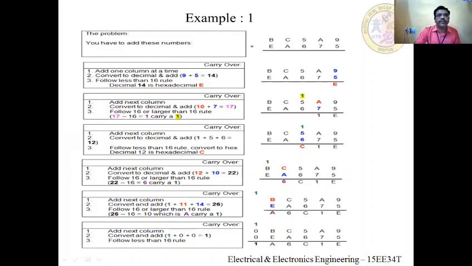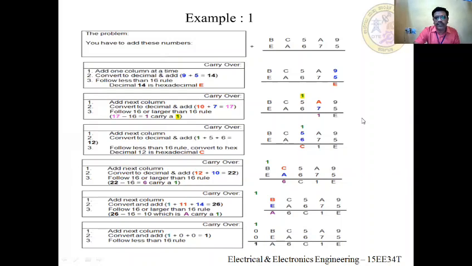So let me see example 1. Here we have to perform hexadecimal addition. The given two hexadecimal numbers are the first one and the second one, and we have to perform addition of these two hexadecimal numbers. So let me read out the problem.